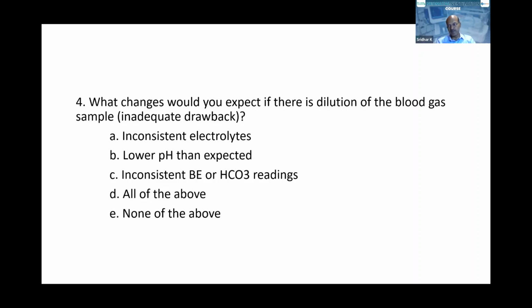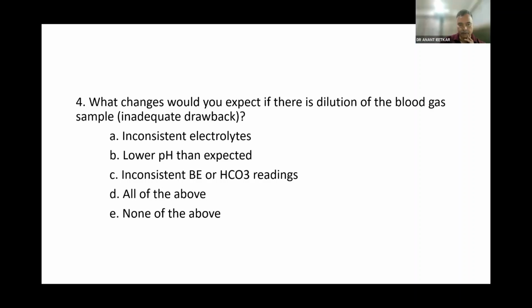Some of you may be using umbilical arterial lines. I think Dr. Prateen has the ability and Dr. Anand probably has, and some of you might be using it routinely. So you know that you need to take a drawback sample when you are infusing heparinized saline to keep the line patent. If you're not taking an adequate drawback, you get dilution. So how will you pick up that there is a dilution on the blood gas? You may have inconsistent electrolytes, a lower pH, inconsistent base excess or bicarbonate, or all of the above. What do you think?